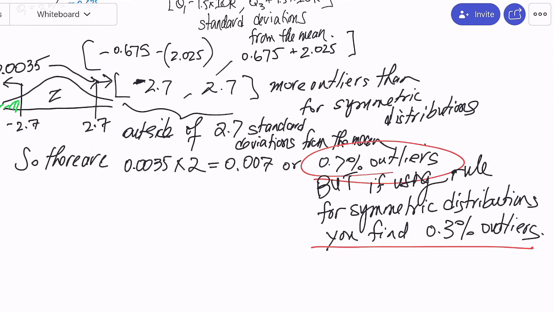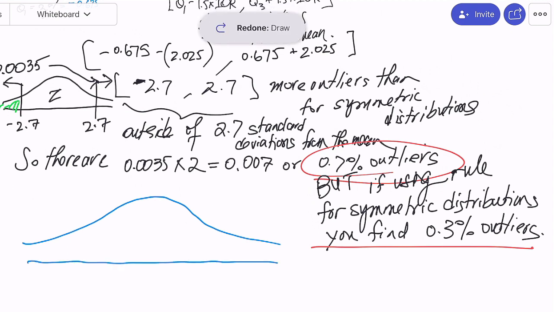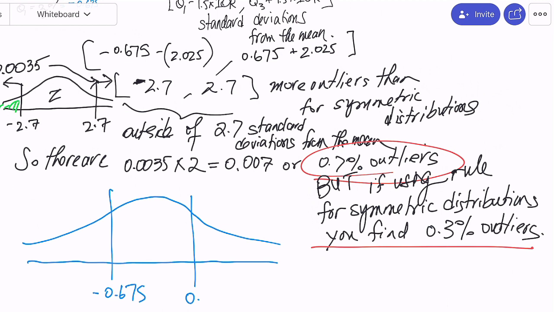So overall, we made a distribution. We found Q1 at negative 0.675 and positive 0.675. This was Q1, and this is Q3. And this was for the standard normal.